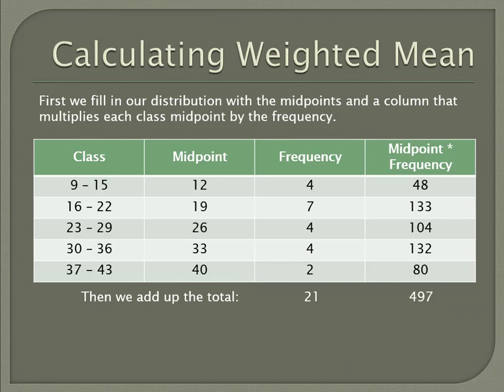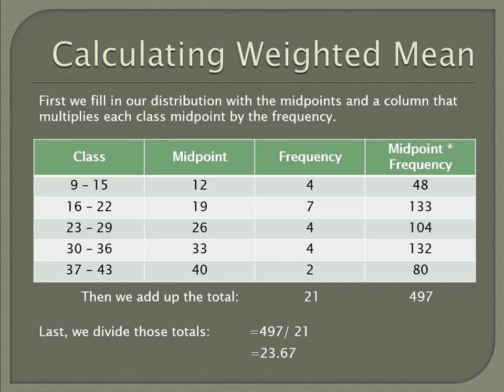Next, I'm going to add up the sum of the midpoints multiplied by my frequencies. So all those values that I found, I'm going to add those together, and that gives me a total of 497. Then the weighted mean is found by taking those totals and dividing. So 497 divided by 21 is 23.67.